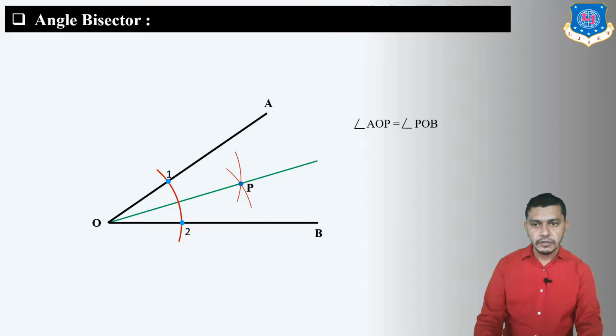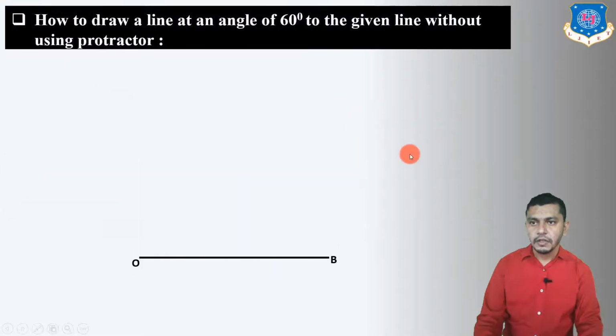Now let's move on to the next geometry: how to draw a line at an angle of 60 degrees to the given line without using a protractor. Now see, we are not going to use the protractor. What is a protractor? A protractor is a device which is used to measure or to draw an angle. So we are not going to use the protractor, and we have to draw the line at an angle of 60 degrees to this given line OB. So now how can we do that? For that what we have to do?